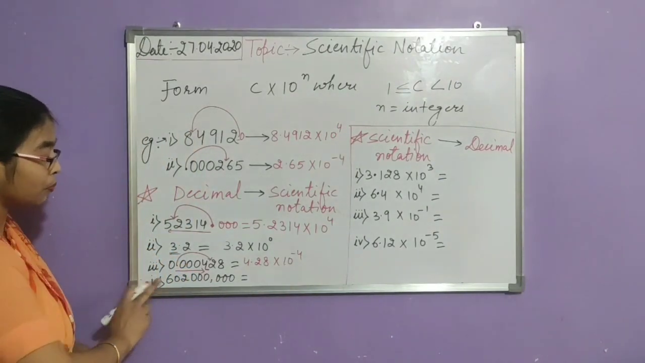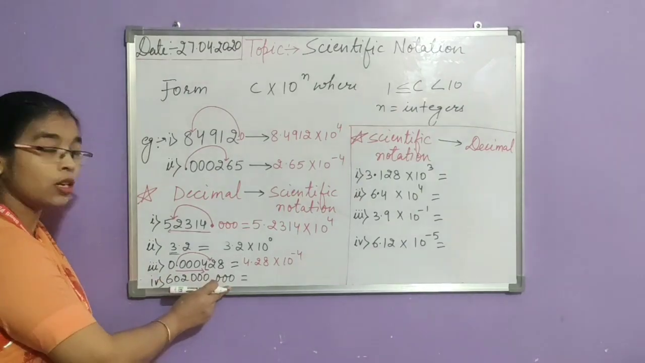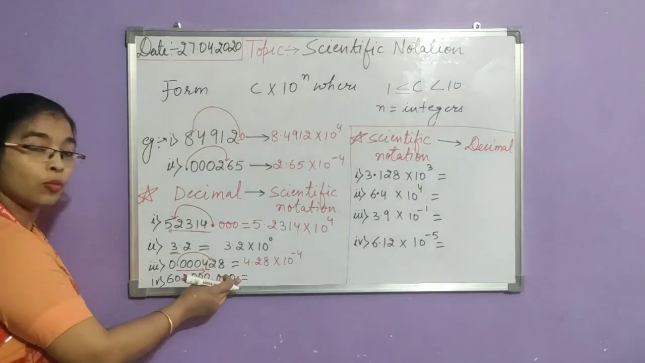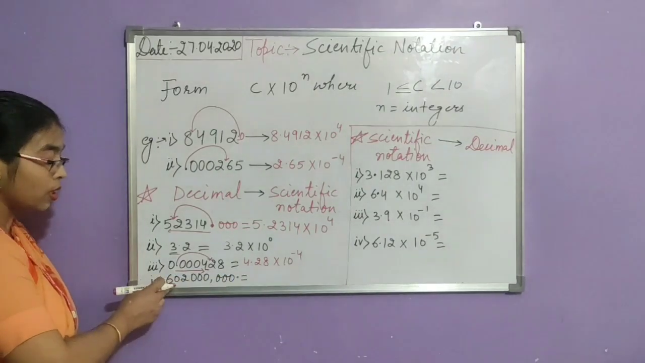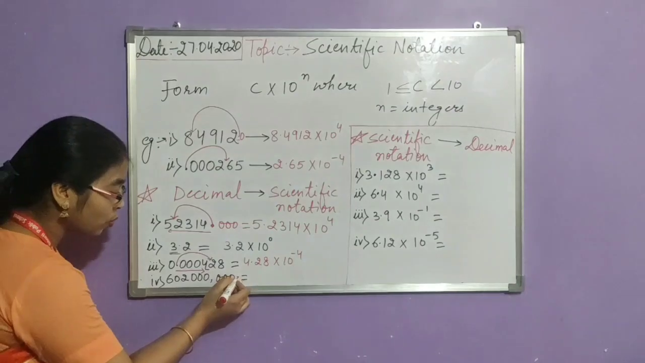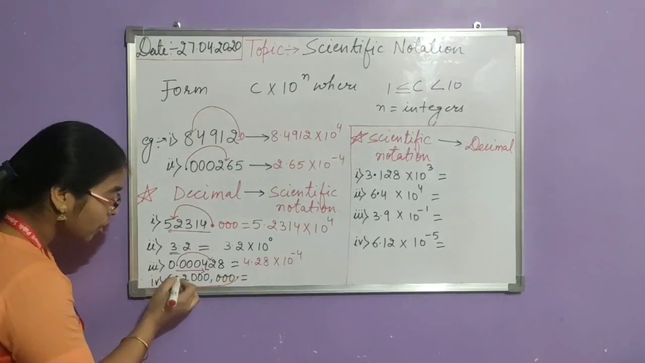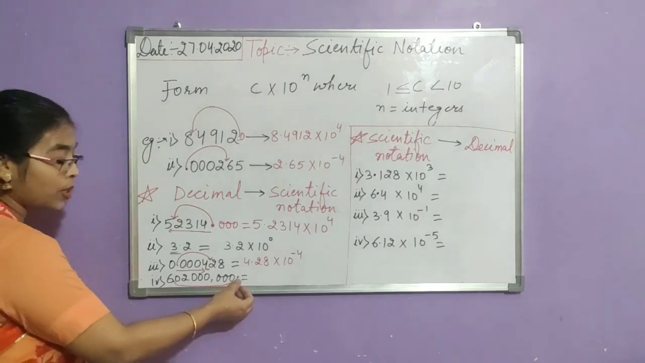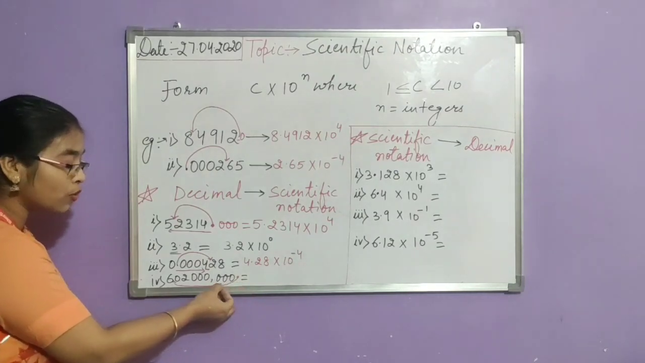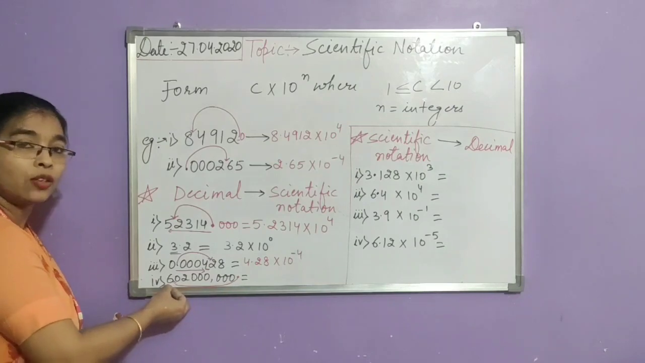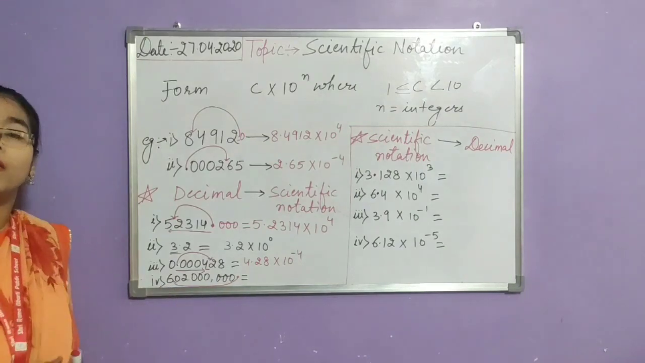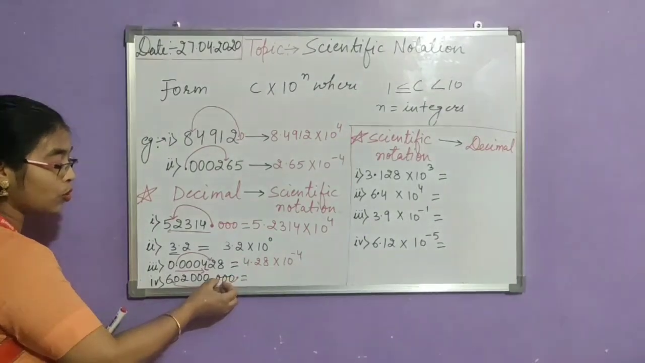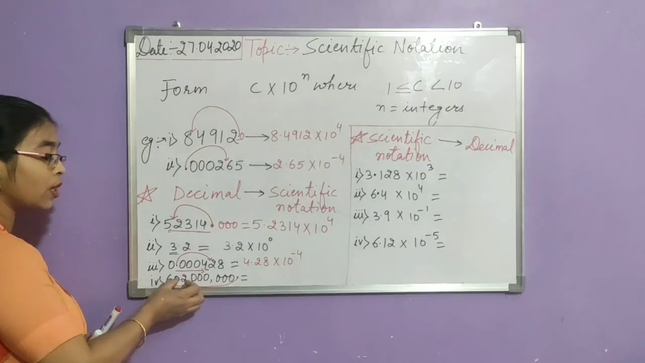Now the last one. This is the number. So here will be the decimal point. We have to move this decimal point here. So how many digits have we crossed? The decimal point is here and we are moving towards the left side of the decimal point, so the power will be positive. How many digits have we crossed? 1, 2, 3, 4, 5, 6, 7, 8.